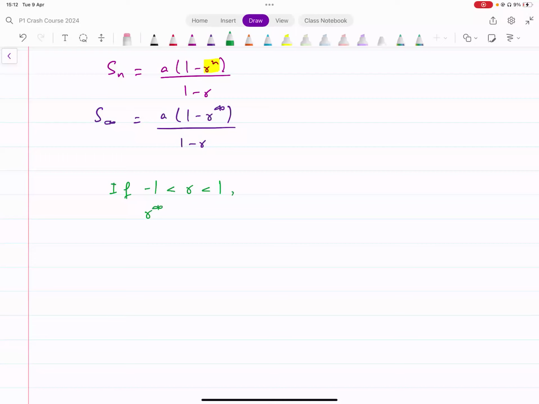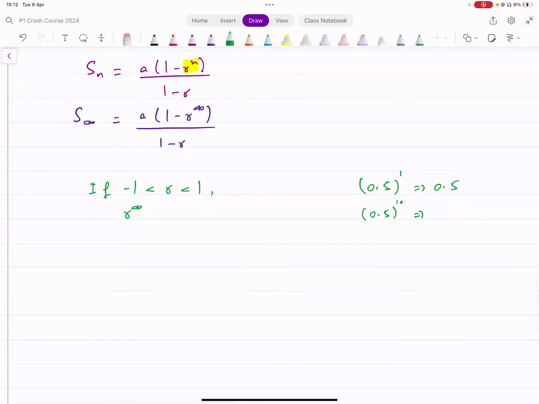what is this going to be? R raised to power infinity. Think of a number between -1 and 1. For example, the ratio that we saw above was 0.5. So 0.5 raised to power an extremely large number. Raised to power 1, it will be 0.5. If it was 0.5 raised to power 10, can you tell me what that number is?